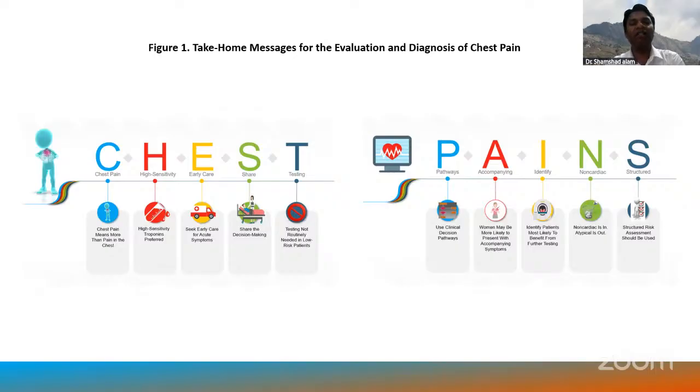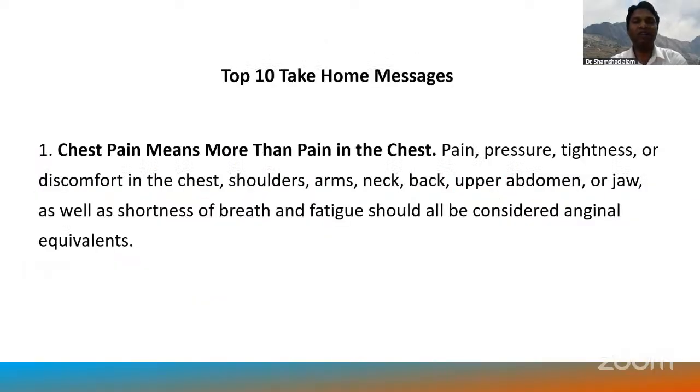Now the H stands for high sensitivity troponins. My next slides will be covering all these 10 commandments of approach to any patient of coronary artery disease. So this is the first thing. Any pain accompanied with discomfort in the chest, shoulders, arms, neck, back, upper abdomen, or jaw, or associated with shortness of breath or fatigue, these are the anginal equivalents. These kinds of chest pain should not be directly said to be non-cardiac chest pain.